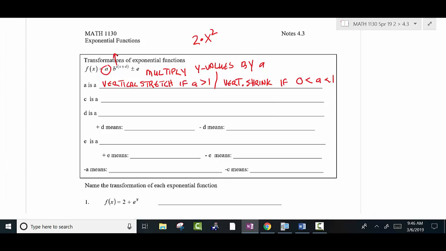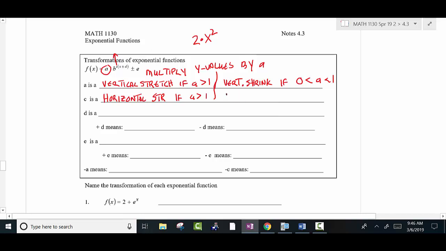That is a horizontal stretch/shrink. So the way C works is like this. C is going to end up being a horizontal stretch, and it's the same stuff. It'll be a horizontal stretch if C is greater than 1. So these things are opposites of each other, okay, like that.